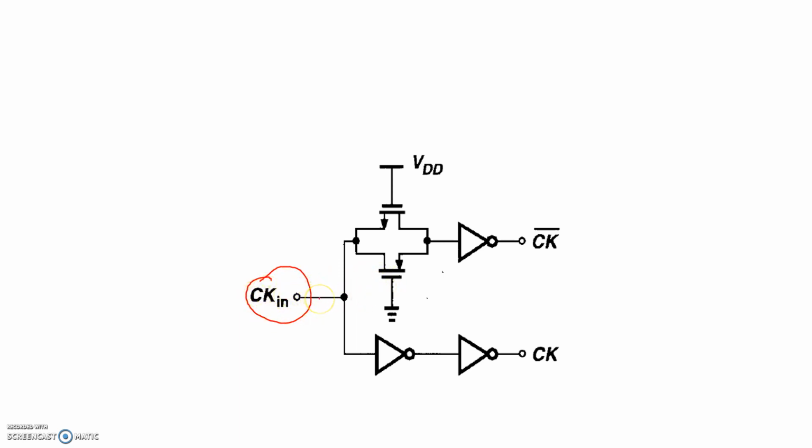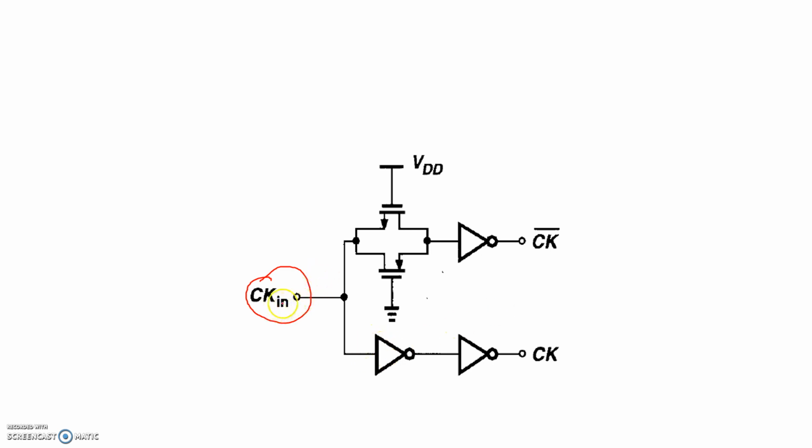Now the problem is to generate complementary clock. If you use a single inverter, what will happen? It has its own delay, so you will not achieve exact complementary action. To avoid that, we are using this kind of configuration, and this is the simplest model to generate complementary clocks.